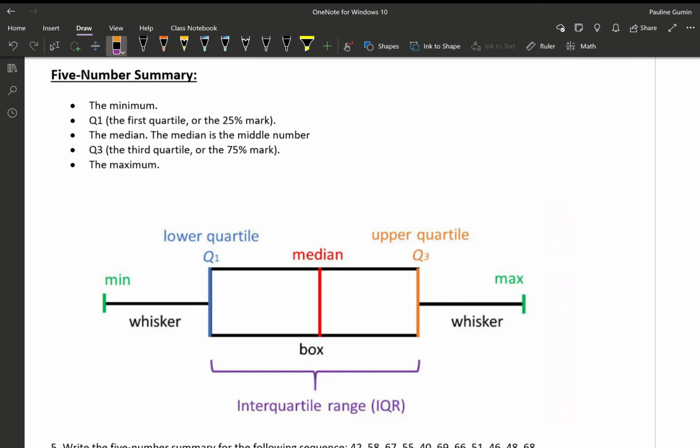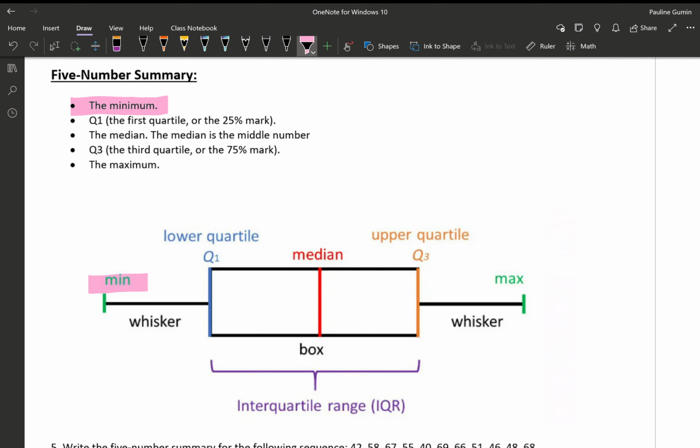There's a box in the middle, and it holds the lower quartile, the median, and the upper quartile. And then we have our whiskers on each side, which represent our maximum and minimum. Okay, now let's talk a little deeper about that. First, we have the minimum. The minimum is located on the far left of our box and whisker plot, and it will also be located on the left-hand side of our data.